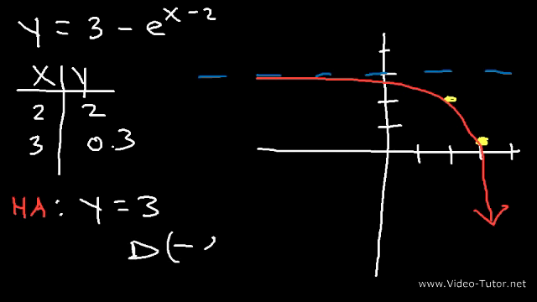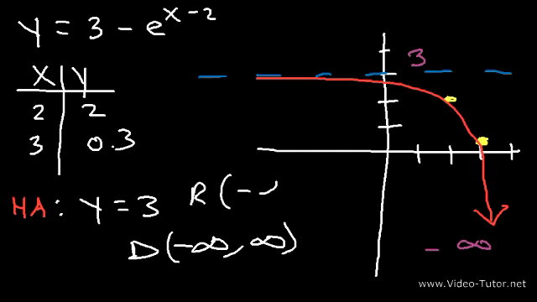So the domain is going to be the same, negative infinity to infinity, but the range is a little different. Starting from the bottom to the top, the lowest y value is negative infinity. The highest in this case is the horizontal asymptote of 3. So the range is from negative infinity to 3, but not including 3.